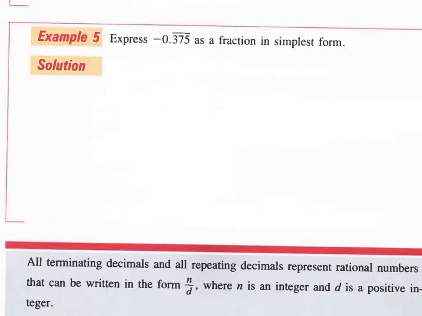The next one. Now, notice it's a negative decimal. I'm just going to make sure that when I write my final answer, my fraction is also negative. So again, I'm going to set n equal to the 0.375. Notice I left a little space there. Notice this time 3 numbers are repeating. So on top, I'm going to put 1,000, 3 zeros there.